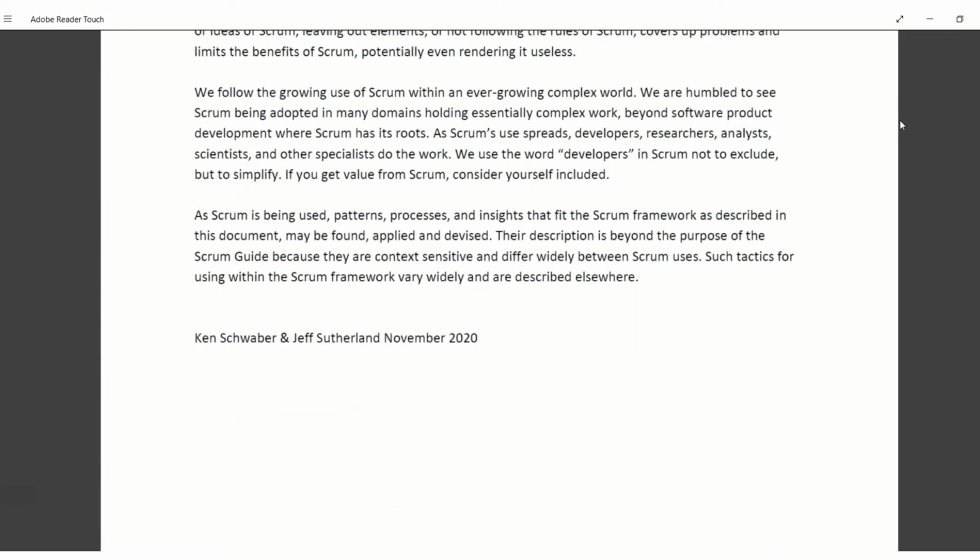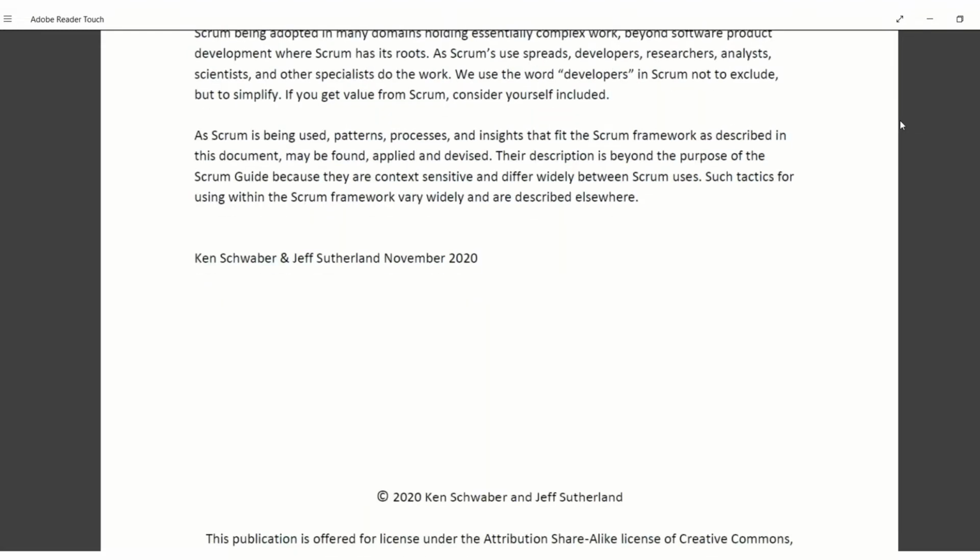We follow the growing use of Scrum within an ever growing complex world. We are humbled to see Scrum being adopted in many domains holding essentially complex work, beyond software product development, where Scrum has its roots. As Scrum's use spreads, developers, researchers, analysts, scientists, and other specialists do the work. We use the word developers in Scrum not to exclude but to simplify. If you get value from Scrum, consider yourself included.